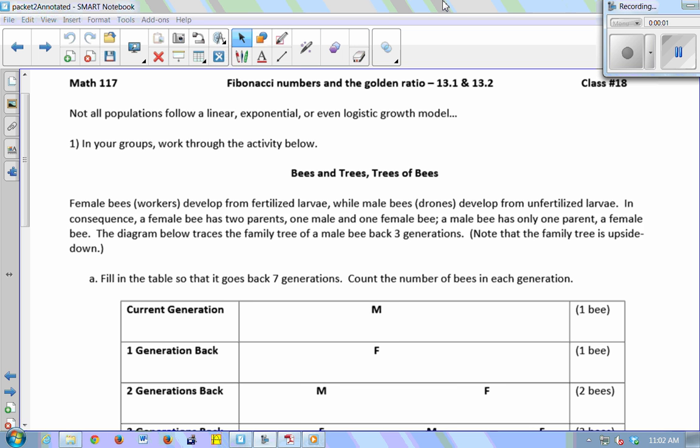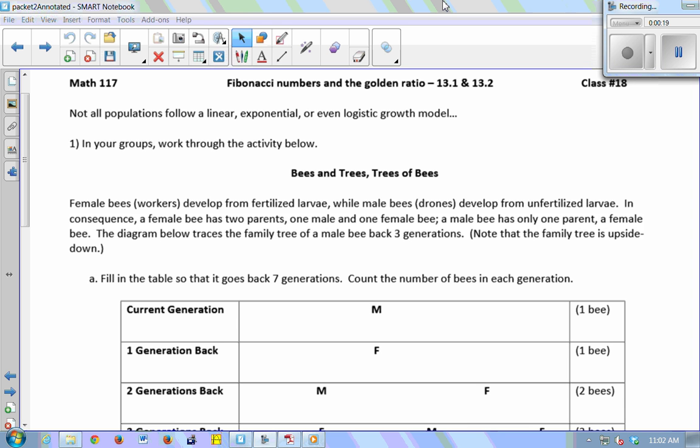Numbers and the golden ratio today. So in our past few classes, we've been looking at populations and different rules for how they grow. We've looked at linear, exponential, and logistic growth, the three kinds of growth that we've seen so far.